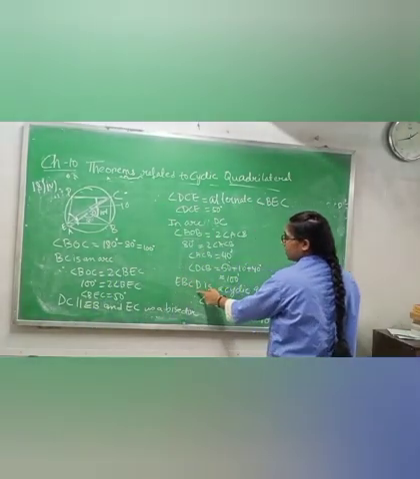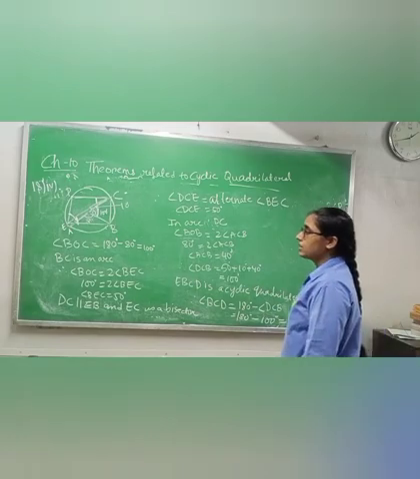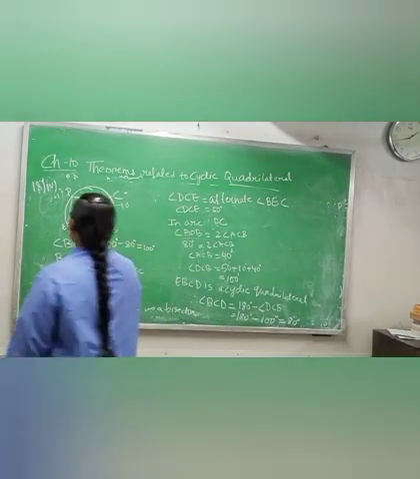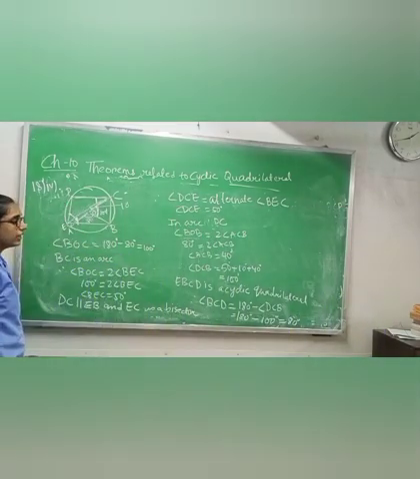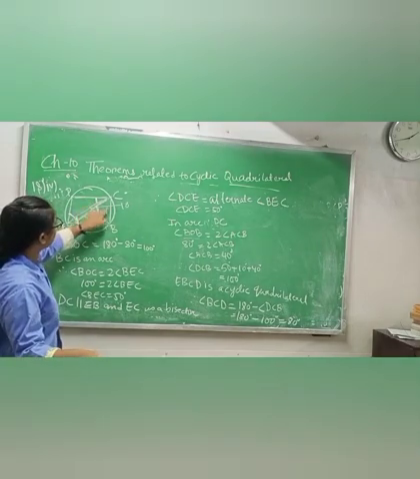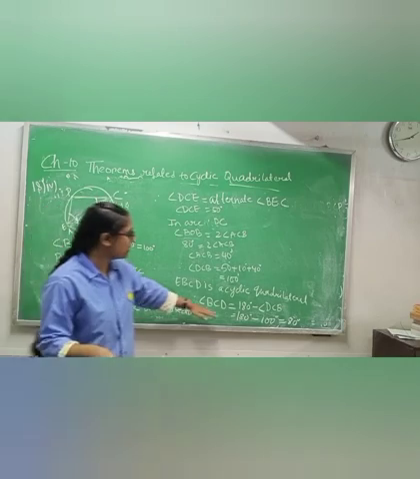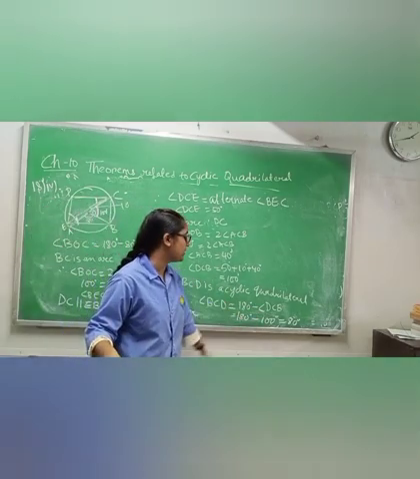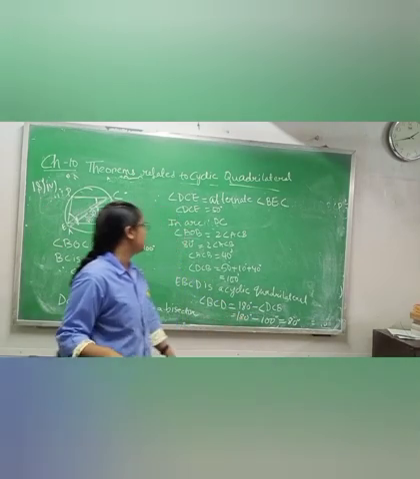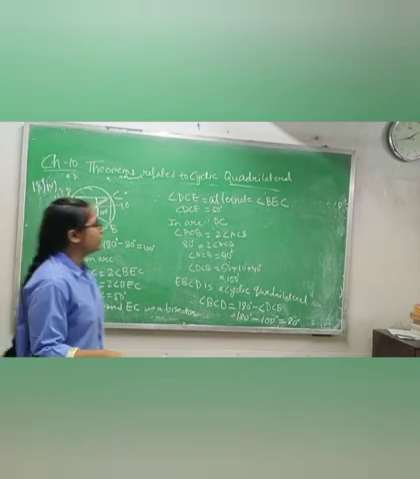Now see, ABCD is a cyclic quadrilateral. If it is a cyclic quadrilateral, it means the sum of the opposite angles will be 180 degrees. That is why if this full angle is 100 degrees, this one will be 80. Why? Because the opposite angle equals 180 degrees minus 100, you will get 80. Okay, copy this one.